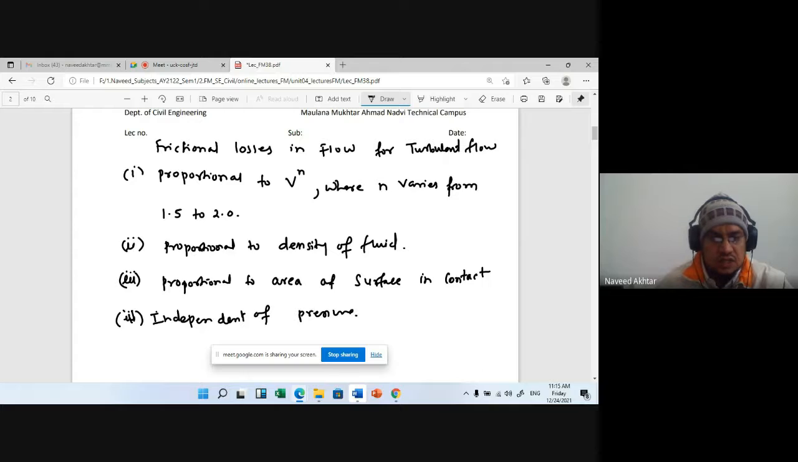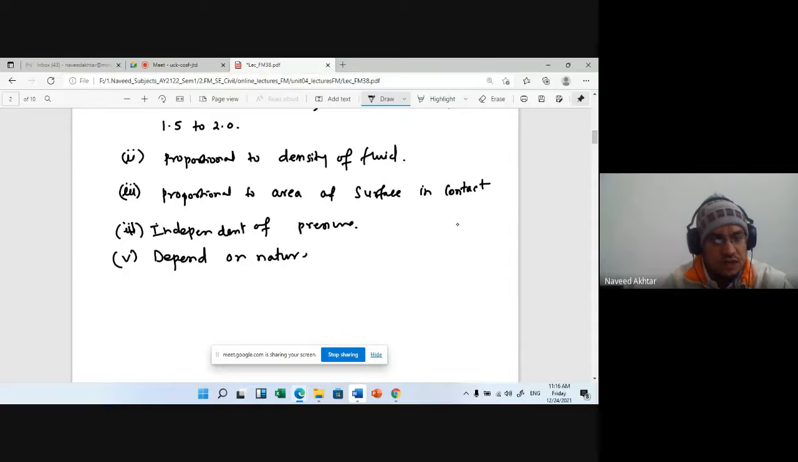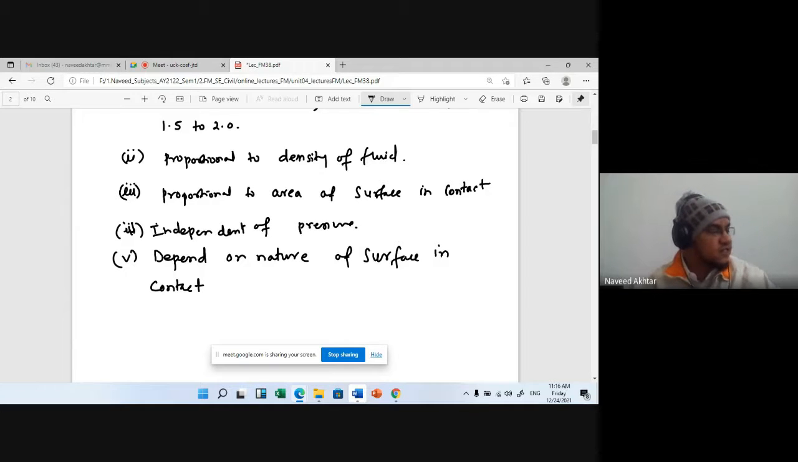The frictional losses are called the major losses in case of pipe flow problem, and they also depend on the nature of surface in contact. If it is a smooth surface, there will be less friction, and if it is a rough surface, there will be more friction.